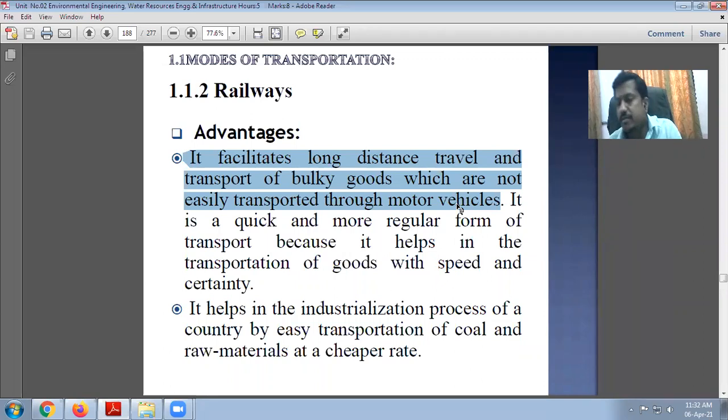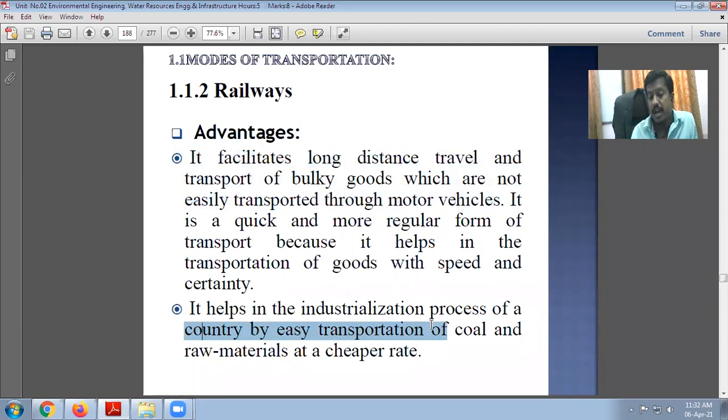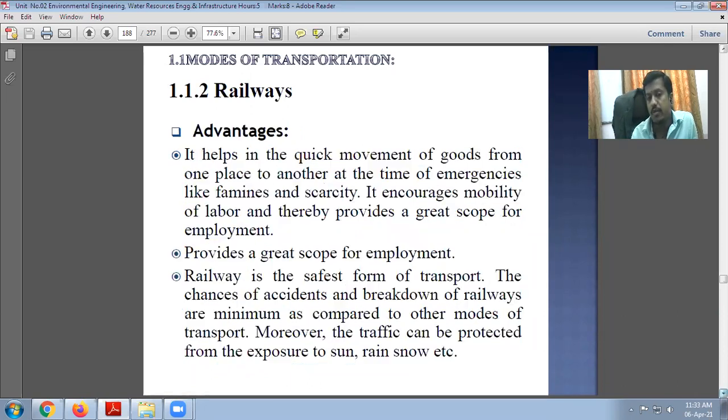ज्या मालवाहतूक गाड्या असतात बघा रेल्वेच्या. ठीक आहे. पेट्रोल नेणार आहे, डिझेल नेणार आहे, किंवा इतर काही मटेरियल असेल, गहू, सिमेंट, जे काही मटेरियल असेल, कॅरिंग कॅपॅसिटी खूप जास्त असते रेल्वेची. आणि लॉंगर डिस्टन्ससाठी जर तुम्हाला न्यायचं असेल तर रेल्वेज आर द बेस्ट सुटेबल. It also helps in the industrialization process of a country by easy transportation of coal and raw materials at a cheaper rate. Okay, that is the next advantage that we have.